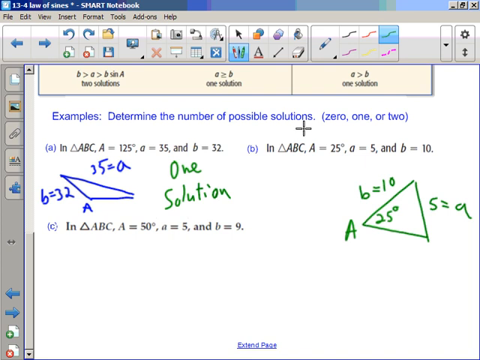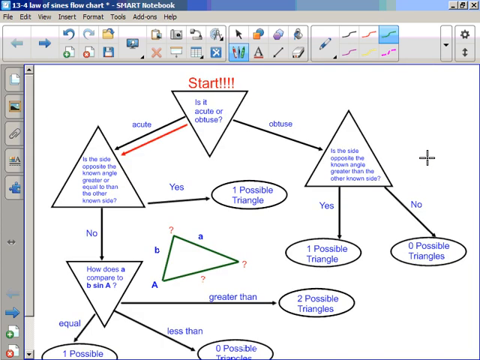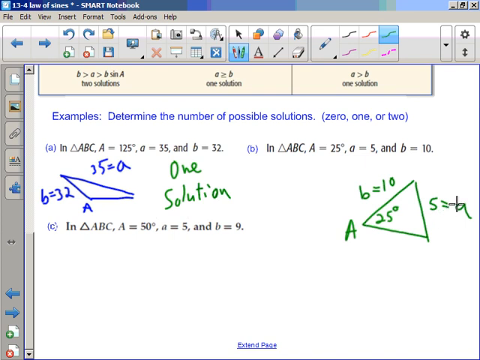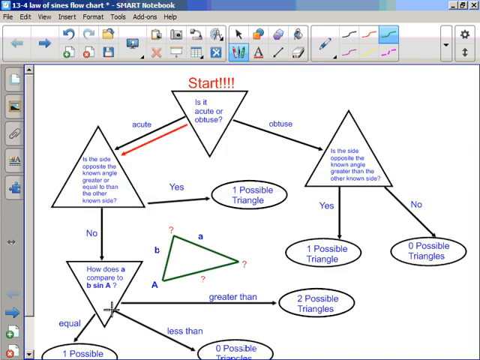Is the opposite side greater than or equal to the other known side? Yes, it is. The opposite... Oh, no. What am I saying? The opposite side is less than the other known side. 5 is less than 10. All right? So then it's no. So we go down this path.